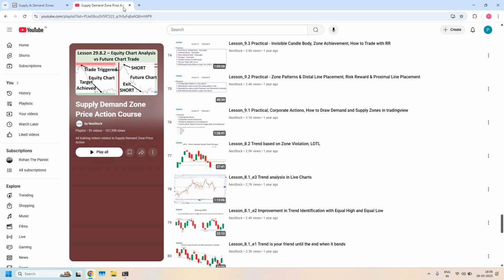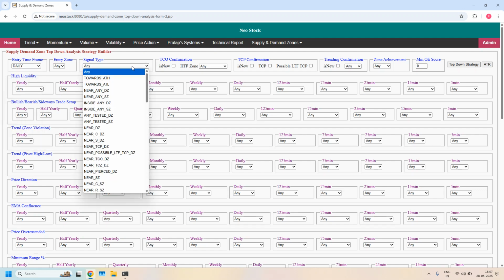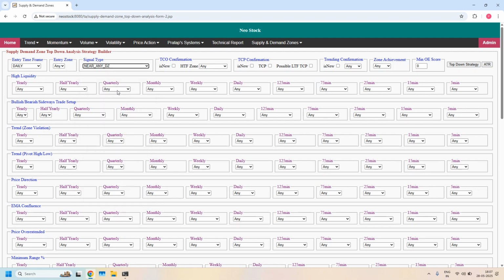Okay, now let's get into the report generation. We are going to generate different reports. So first I'm going to generate daily and 75 minutes high liquidity zones by finding the stocks near daily and 75 minutes demand and supply zones. Starting with the daily time frame, let us find the stocks near to the daily demand zone.